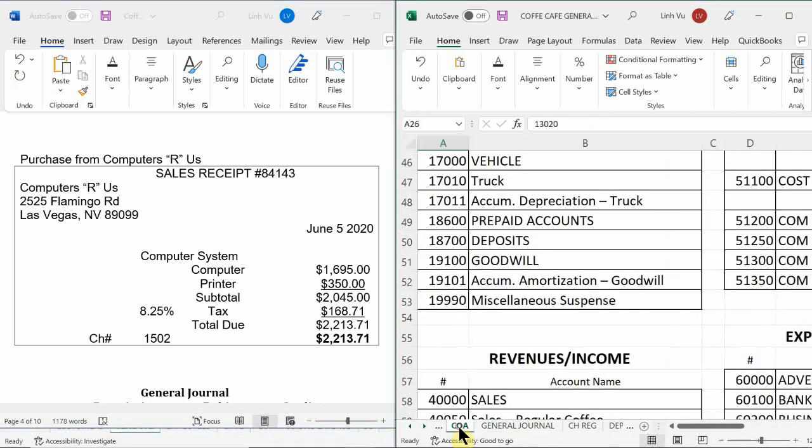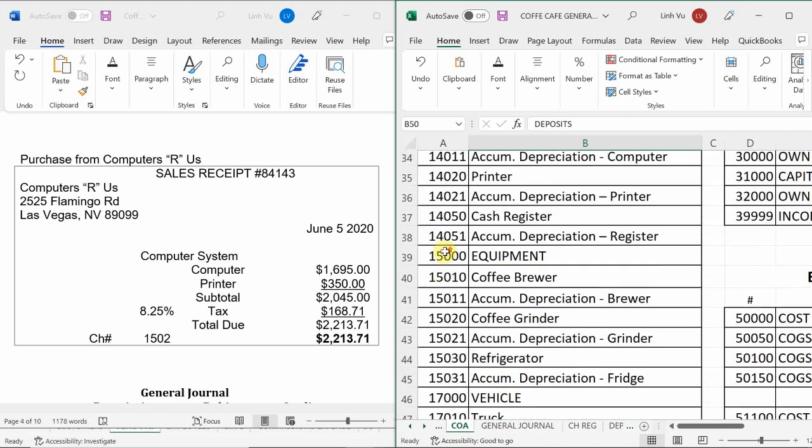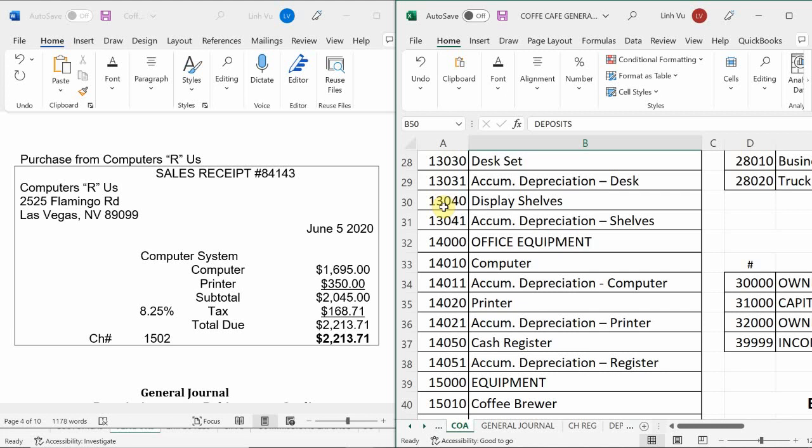So let's identify that. What is a computer and what is a printer? In terms of how would we categorize that? It's equipment, which is part of the PP&E. So it's a fixed asset. So let's see, do we actually have a computer and printer in our chart of accounts? Yes, computer is 14,010 and printer is 14,020. Excellent, we do have designated accounts for them. So we do have a printer and we do have a computer.